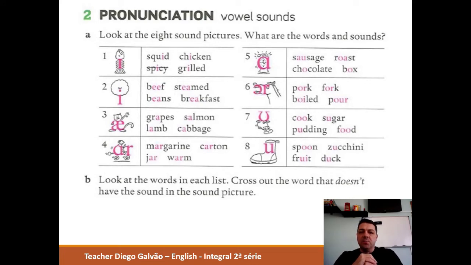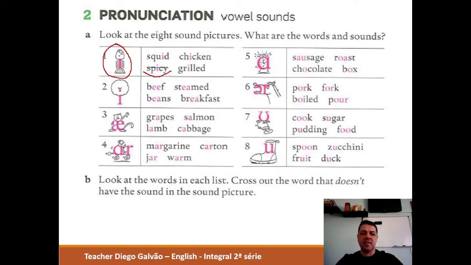Look at the 8 sound pictures. What are the words and the sounds? So you are already used to the phonetic symbols. We have this first symbol, it's the symbol of fish. So the sound is /ɪ/. Let's read the 4 words. Squid, chicken, spicy, and grilled. Of course, the example is already done. Spicy is the different word because it has nothing to do with the /ɪ/ of fish.